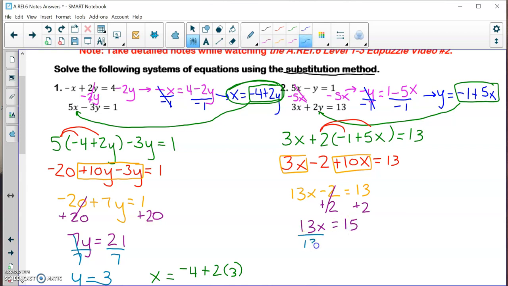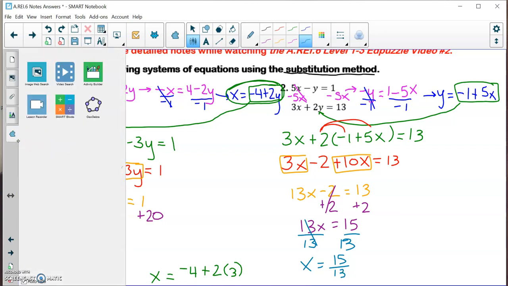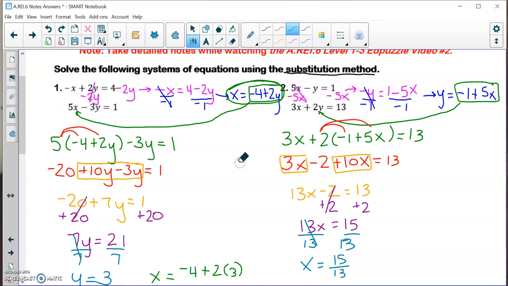And divide by 13. I get x is equal to 15 over 13. Doesn't come out nicely, but that's what x is. And now we are going to find the corresponding y value by putting the 15/13 in for x in this equation that I boxed in green just now.